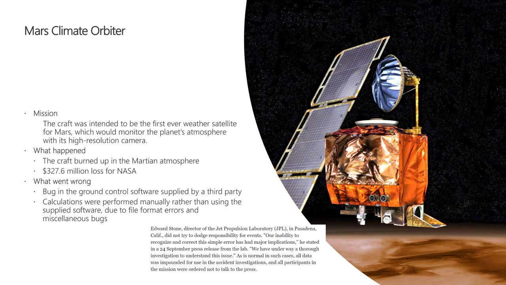This was in the late 90s. I think it actually happened in 1997 or 98. I don't remember exactly the year. But basically, NASA designed, built, and launched the Mars Climate Orbiter. The idea behind the Climate Orbiter was that it was going to go to Mars, orbit the planet, and evaluate the atmosphere.